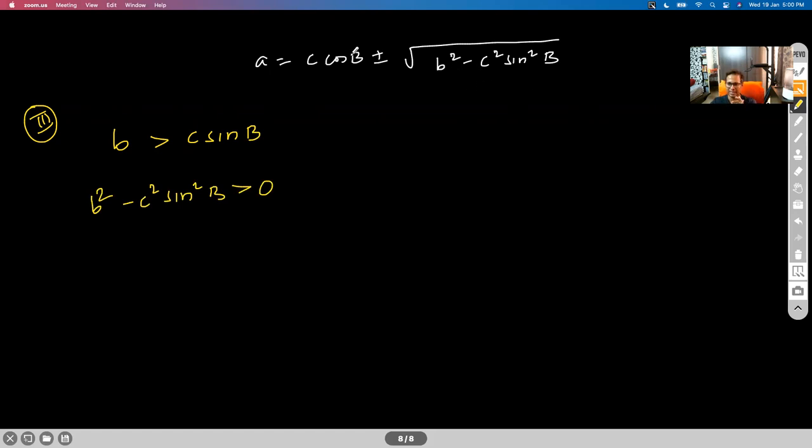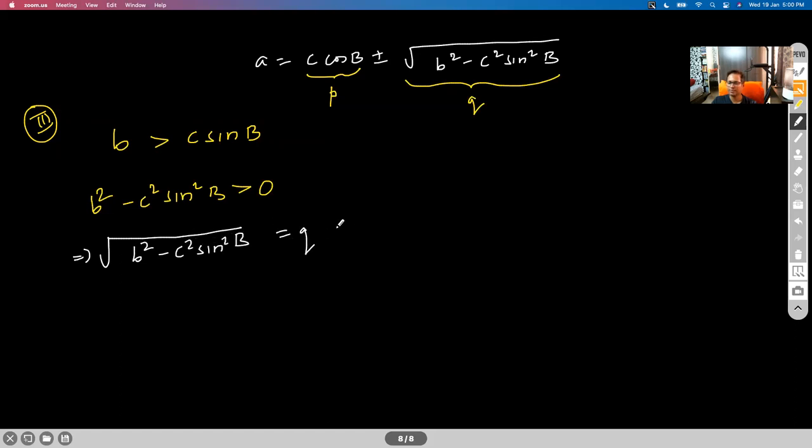Okay. By the way, I'll just call this quantity P, and this quantity Q for the time being. So here you have ascertained that this quantity, which is your Q, of course, will be a positive quantity for sure. Okay. So now all of you, please tell me, if Q is positive, I don't know about the nature of P right now, how many values of A will be possible? How many positive values of A will be possible?